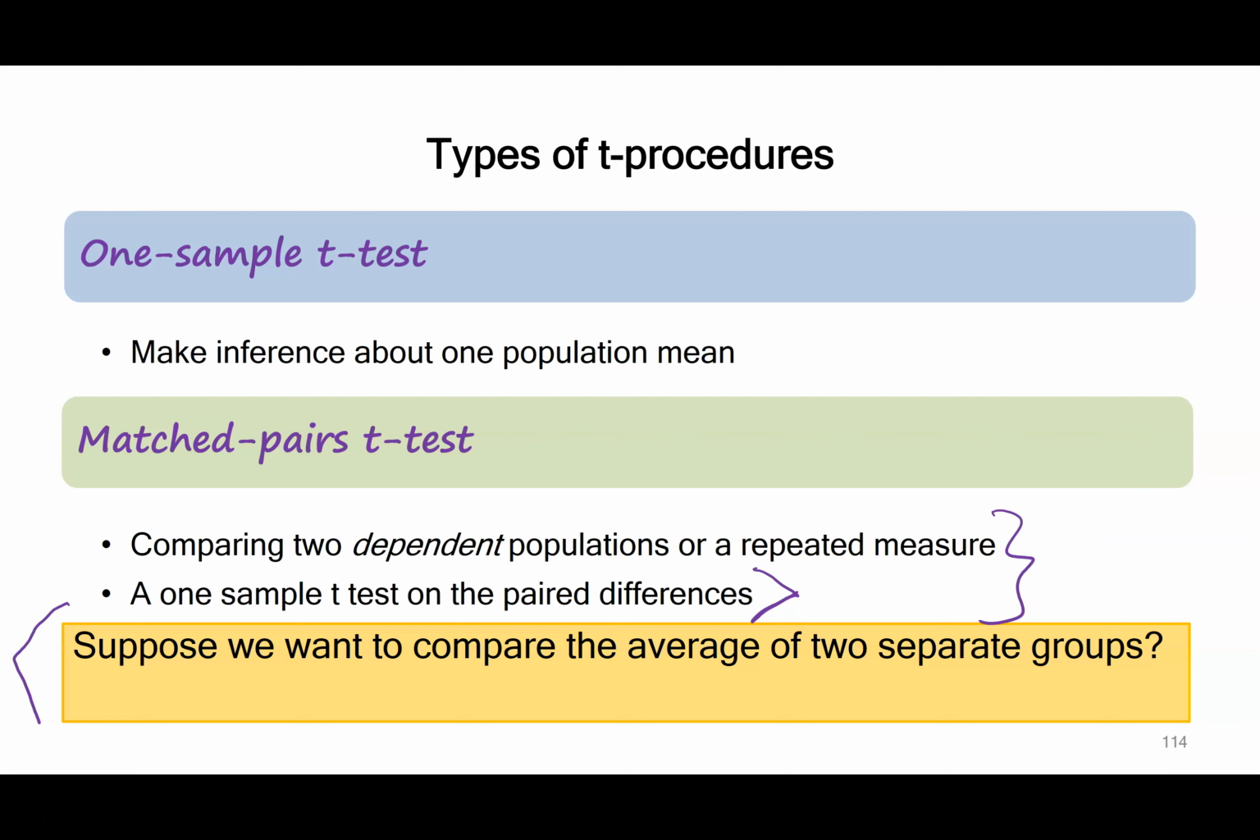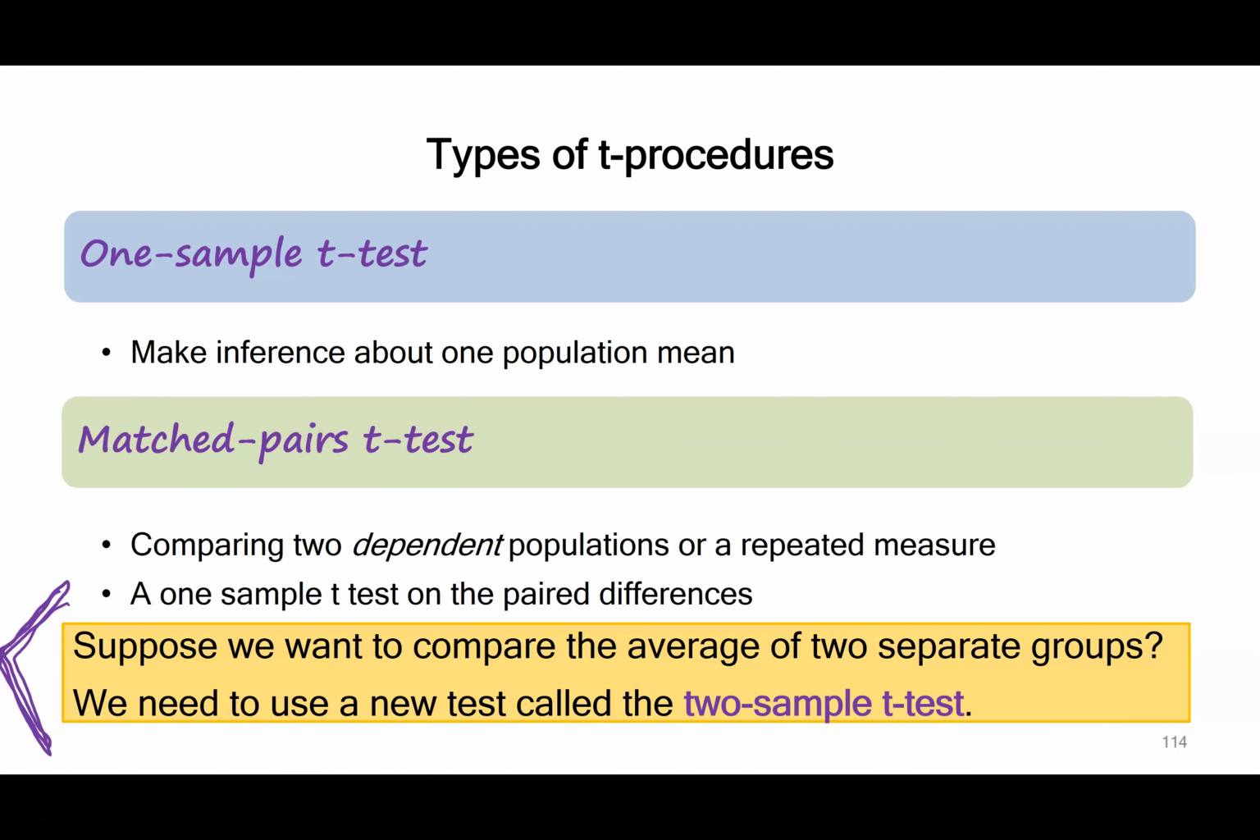But this week, week 3, is getting at this question. Suppose I want to compare the average of two separate groups. So I have two separate populations, and I want to compare their averages. We're now going to need to use a test called the two-sample t-test. Two samples because it implies that I get two samples from two populations that are totally separate from one another.